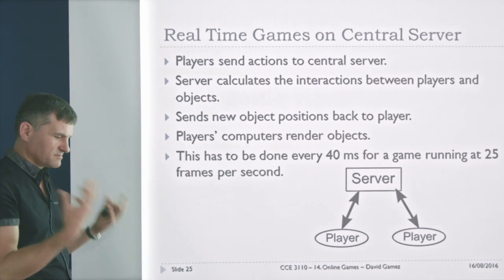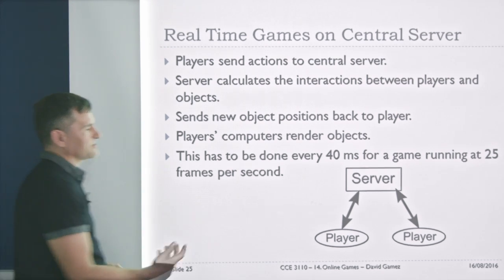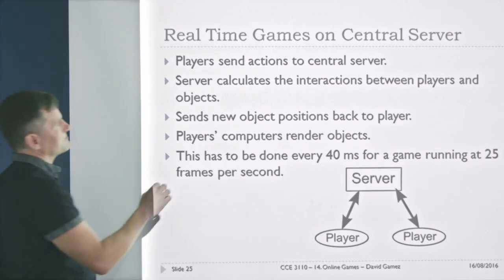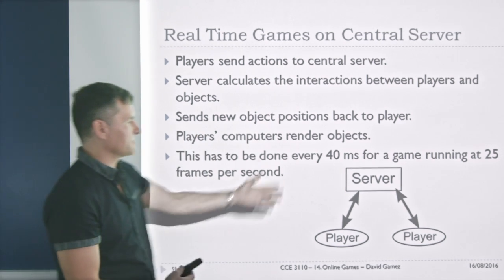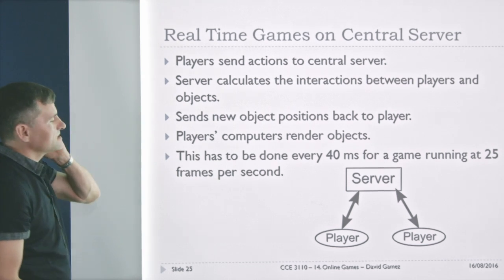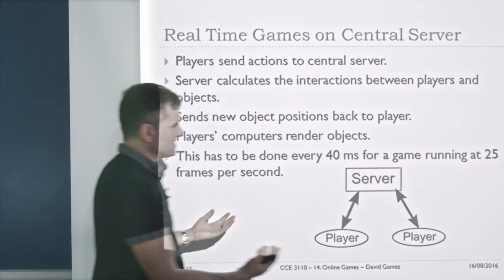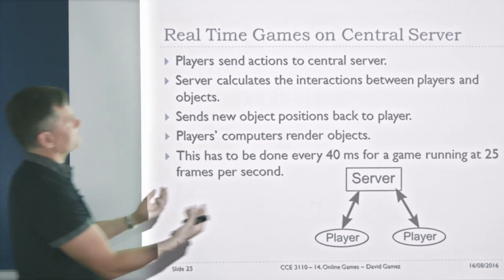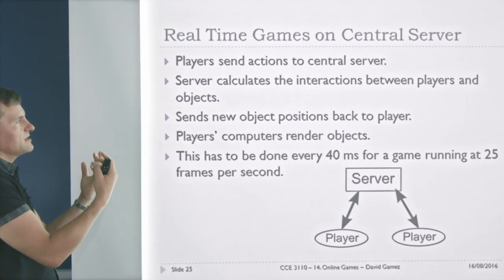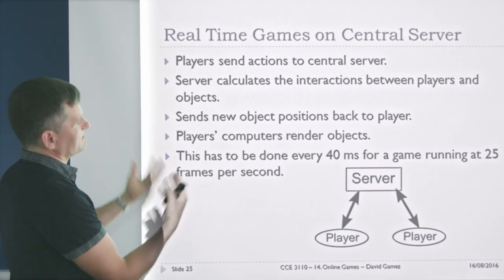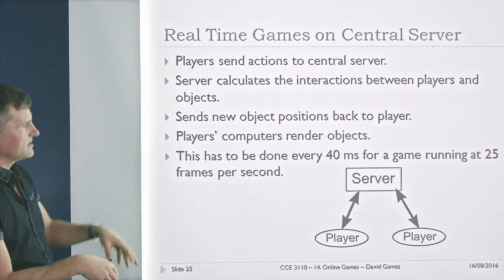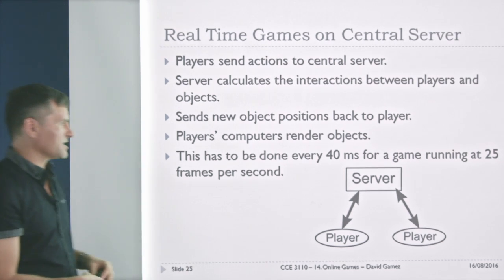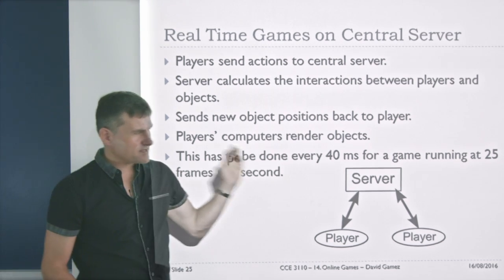There's much more challenging technology behind real-time games. Even with multiplayer, even with small numbers of players, the real-time constraints can be quite severe. So in this case, both players are sending their actions to the central server. The server's calculating how these actions affect the environment and sending new object positions back to the players. And then on the players' computers, you're rendering the objects. So this is really tough time constraints.